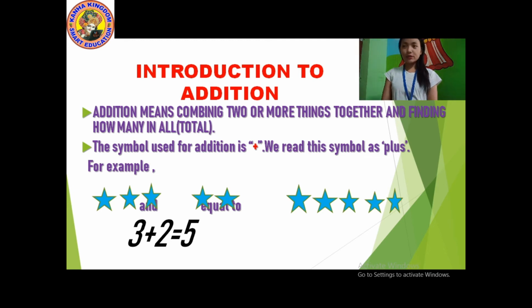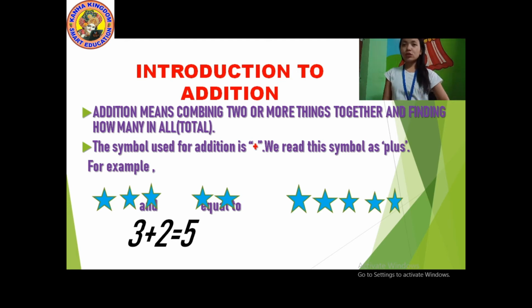If we have to add 5 and 5, we call it 5 plus 5, so it equals 10. That means we are adding 5 to 5, right? So we got 10. Like this, we use the symbol plus for addition. The symbol used for addition is marked in red color, and we read this symbol as plus.